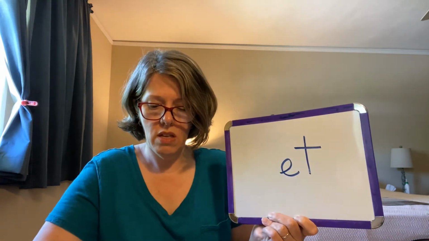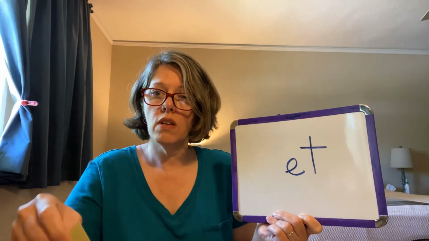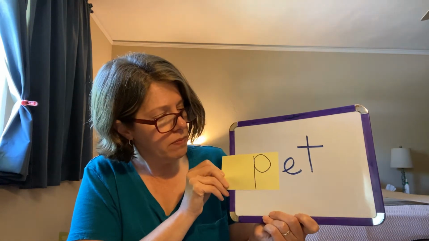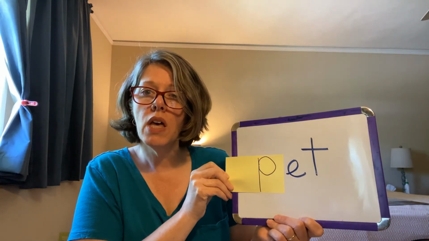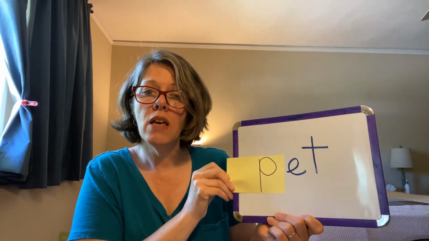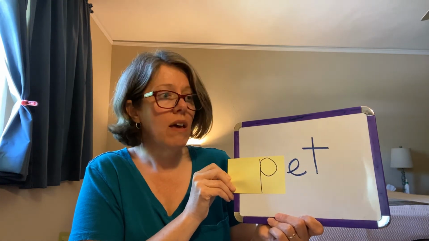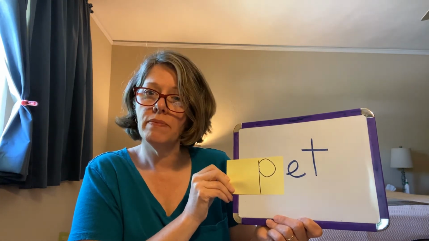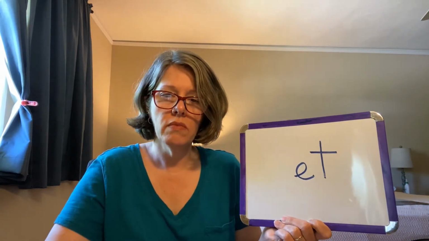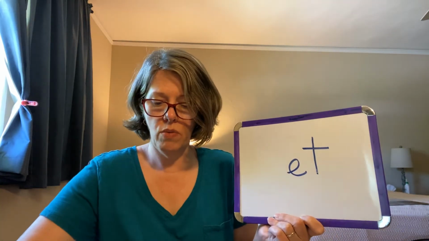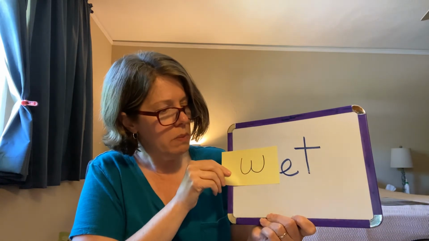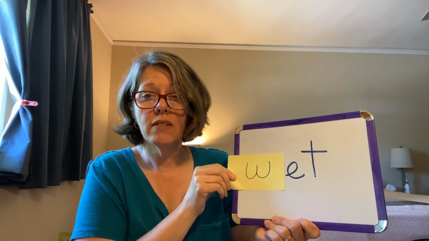All right. Good job. Let's do this one. It's a P. All right. Et. Pet. Like, my dog is a pet. Pet. All right. How about this one, guys? Let's try one more. That's a W. Et. Wet. Like my dog got wet.